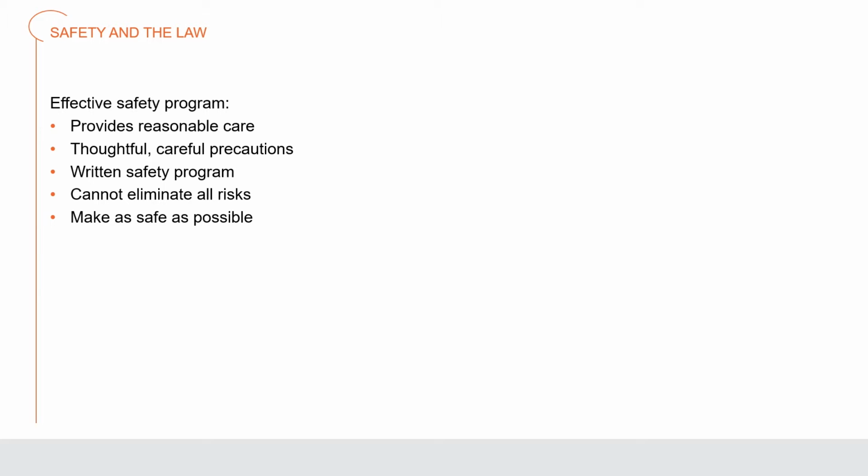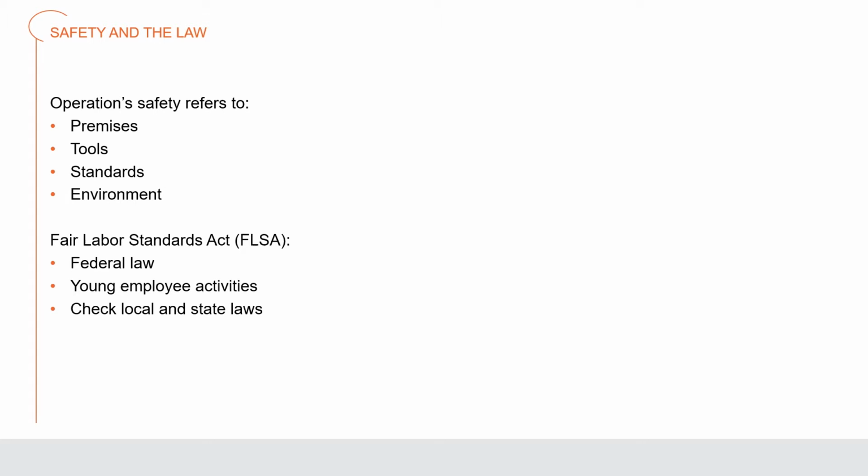While it is impossible to eliminate every possible risk, restaurant and food service operations have to make the workplace as safe as they can. Safety refers to all sorts of things: an operation's premises, its tools, its standards, and its environment.